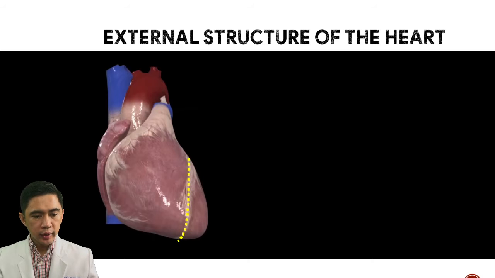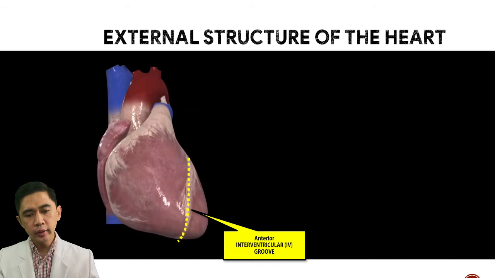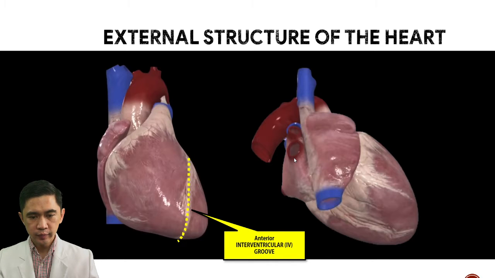We also have this line in front, and this is what we call the anterior interventricular groove. From the term itself, it is interventricular. It means that it delineates one ventricle from the other. In this case, the right ventricle from the left ventricle. So this groove will tell us this is the right ventricle and this is the left ventricle.